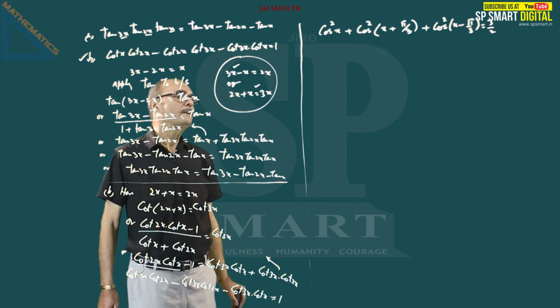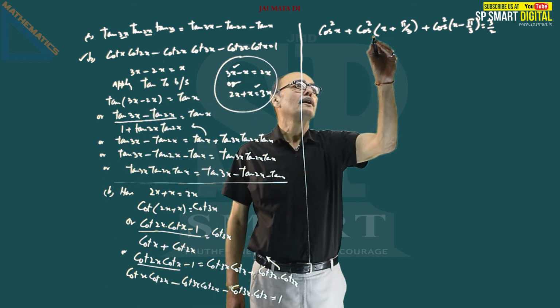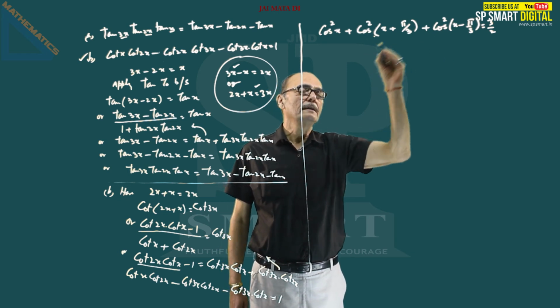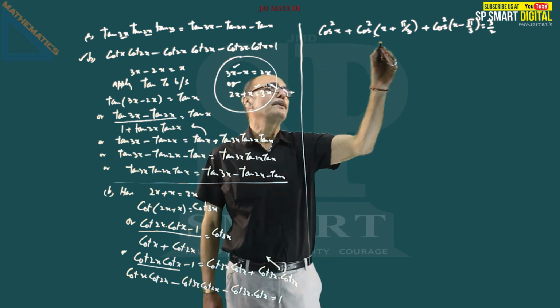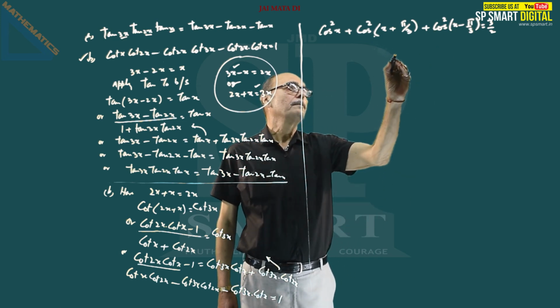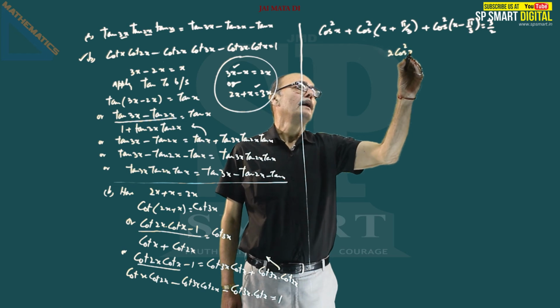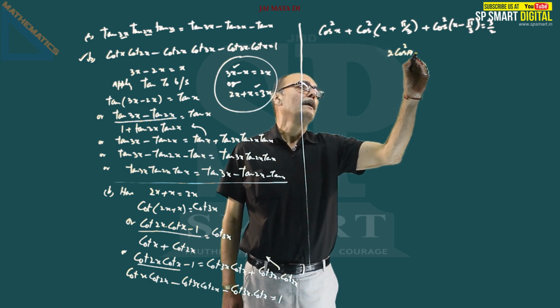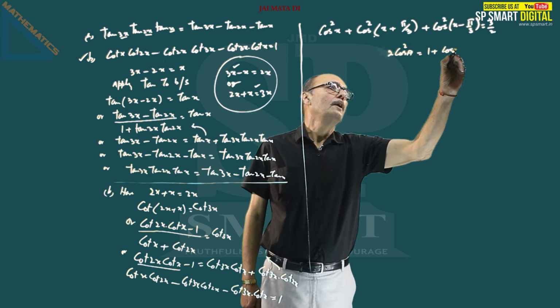So, whenever there is cos square x, cos square alpha, cos square beta, or sin square x, sin square beta, sin square alpha, we make use of this formula: 2 cos square a equal to 1 plus cos of 2a.